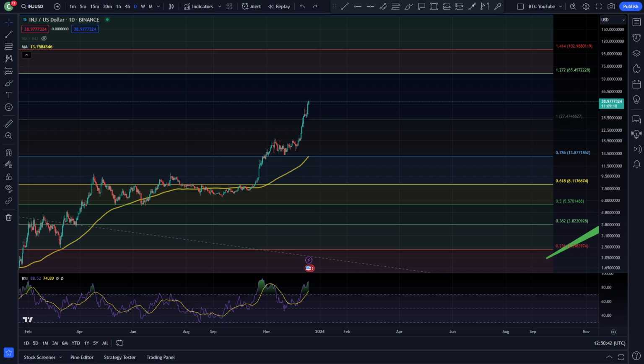But I am wary of people buying at these all-time highs, because as you know, things can change just like that in cryptocurrency, and it will be interesting to see what happens next.